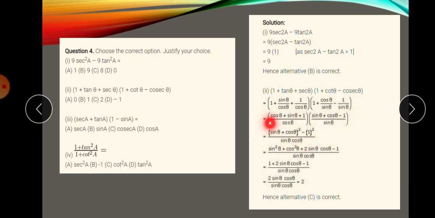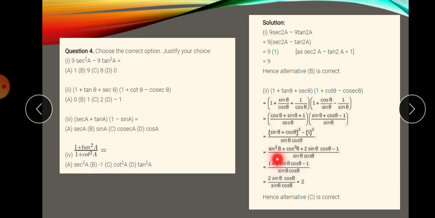Then if you see here, they applied A plus B. Cos theta plus sin theta is A, and 1 is the B. So A plus B times A minus B means A square minus B square. Then here again A plus B whole square: A square plus B square plus 2AB minus 1.